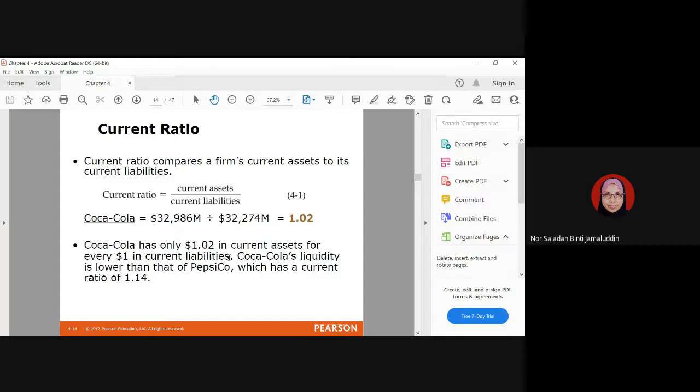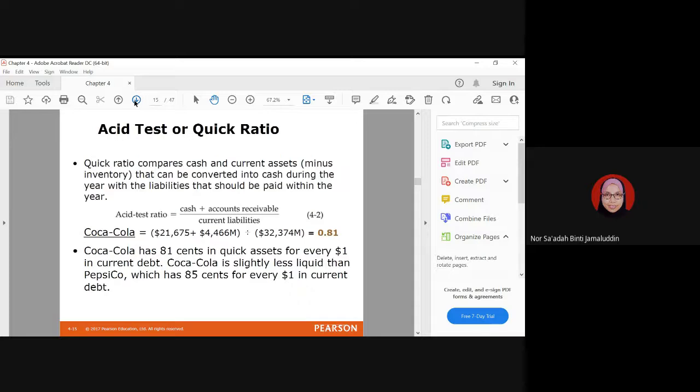Means that Coca-Cola lebih bagus kerana dalam setiap RM1 yang dia tanggung, dia ada RM1.14. Itu cara, okay, the cara untuk interpret. Alright, this is the asset test ratio.